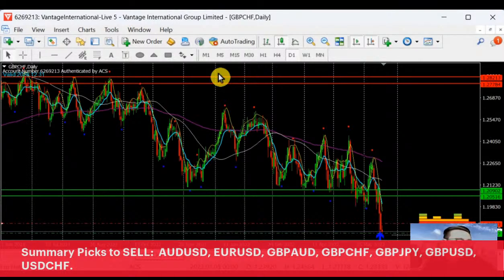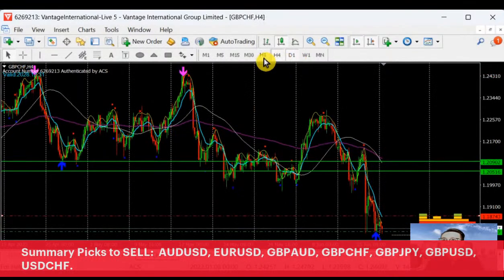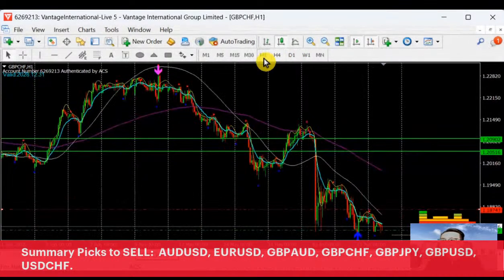So now, hang on, guys. Yes, I guess this pound franc, we are also very near to the support. We are so near to the support right now, so tentatively no.